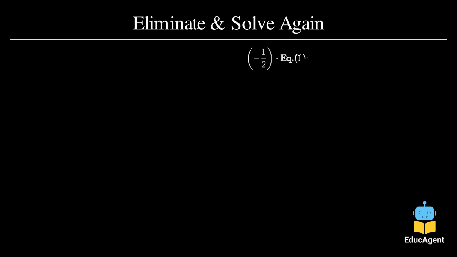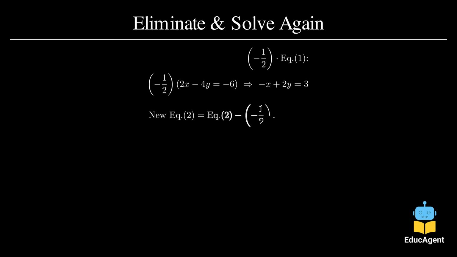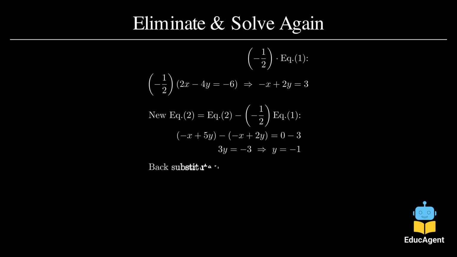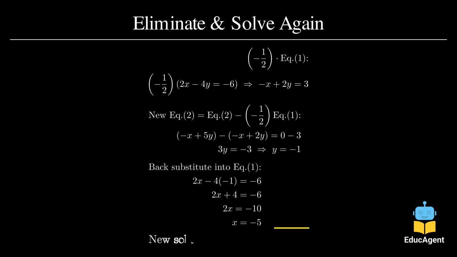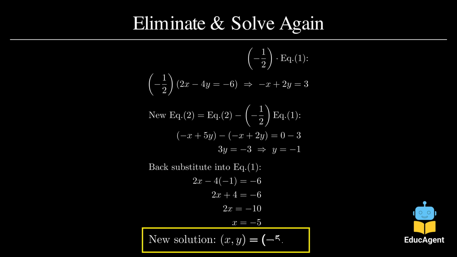Scale the new equation 1 by negative 1/2, just like before. Subtract the scaled equation from equation 2. X cancels, and we get y equals minus 1. Substitute y equals negative 1 into the first equation to get x equals negative 5. The updated solution is negative 5, negative 1.